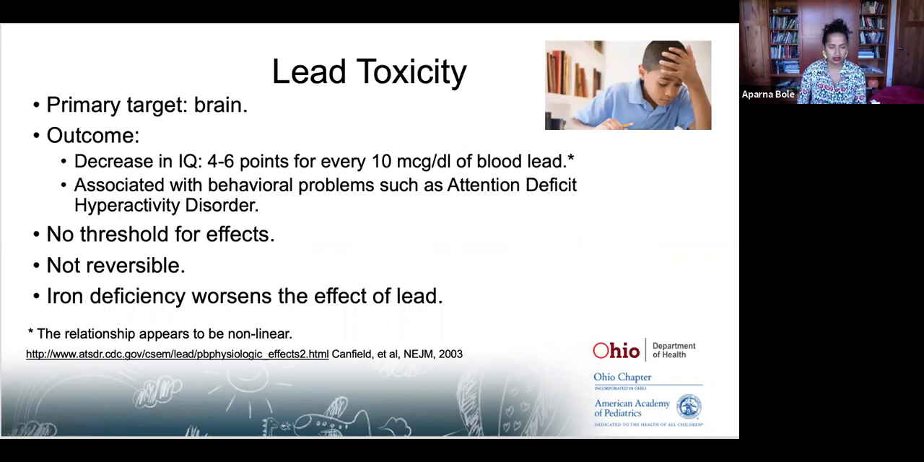So with chronic exposure to lead, even in the absence of acute symptoms, we worry about the effects of lead exposure on the developing brain. We know that lead exposure is associated with decrease in IQ, so issues with cognition, issues with behavior and learning. There's no threshold, as I mentioned. There's no blood lead level that's safe. These effects aren't reversible, although there are definitely some developmental interventions that we can provide to help mitigate these effects. And then, as I mentioned before, iron deficiency increases the risk for lead absorption, but also iron deficiency worsens the effect of lead because iron deficiency itself is bad for the developing brain.